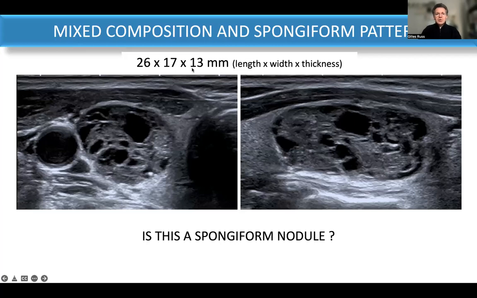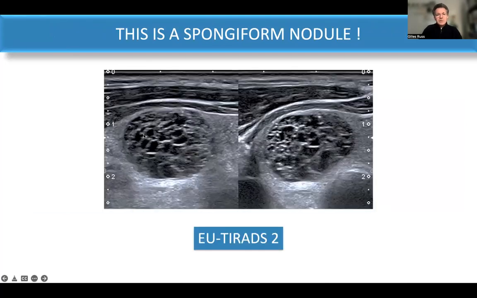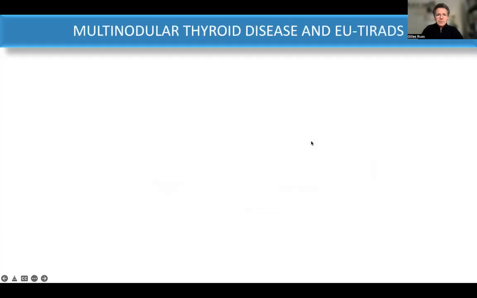Now, what I want to call your attention to is to differentiate mixed composition and spongiform pattern. Is this a spongiform nodule? No, because the microcystic cavities are too large and they do not occupy more than 50 to 75% of the whole nodule. The septa, the solid part, is too thick. So this is only a nodule of mixed composition. This is a spongiform nodule. You see again numerous microcystic cavities occupying at least 75% of the whole nodule.